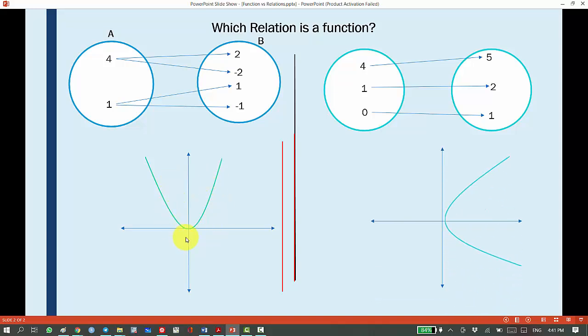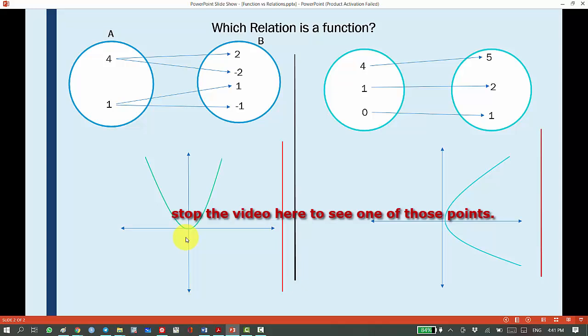On the other hand, if you consider this relation here, and if we run the line from minus infinity to plus infinity, we can see that there are many points where the line has more than one intersection point with the graph. Therefore, this relation is not a function.